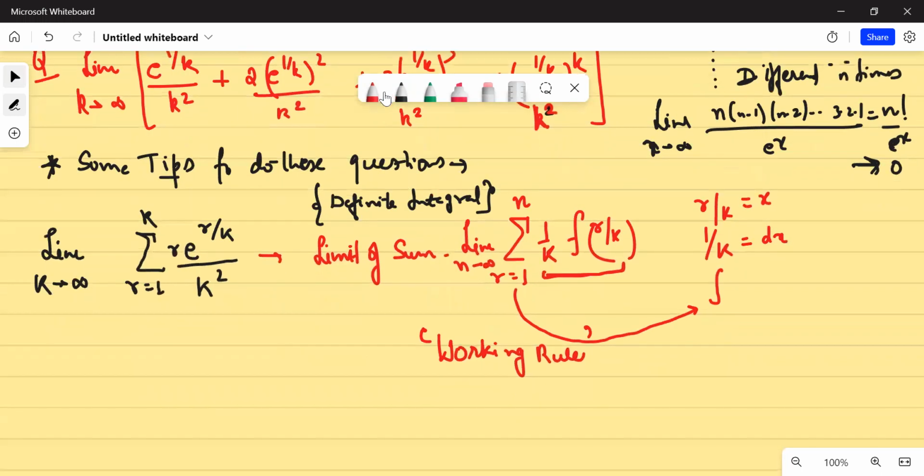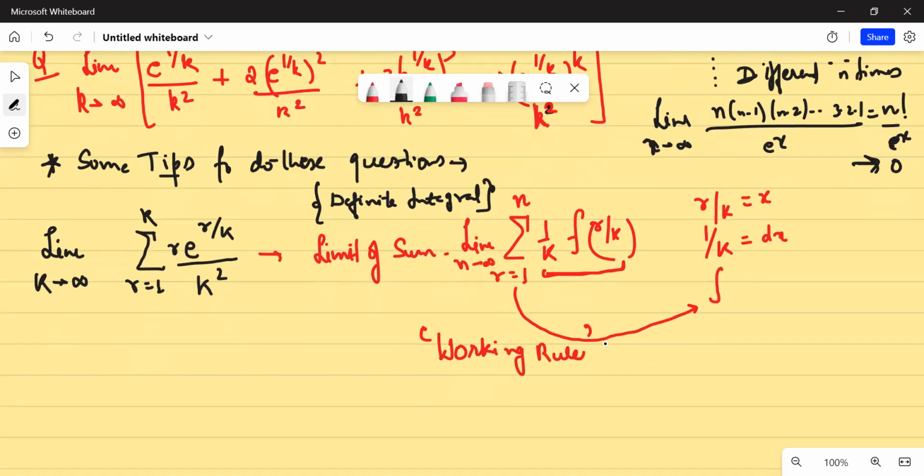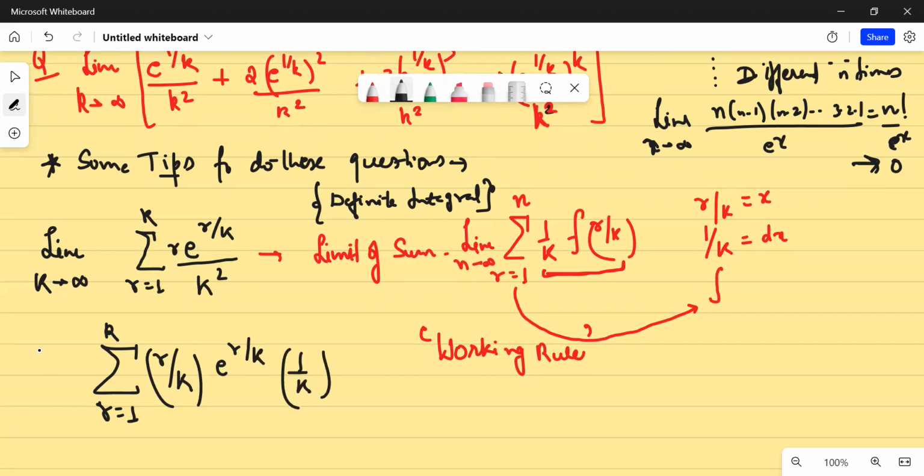Because I gave you this question, that's why I'm doing this. I'll do a few more questions in this pattern, then we'll end the class. So whenever you have such kind of questions, you just try to write it in summation form. So you'll find that, okay, can I not write it in this fashion? r equals 1 to k. And if I separately write r by k here and separately write e raised to power r by k divided by 1 upon k, divided by k. Is that fine? Yes. Okay.